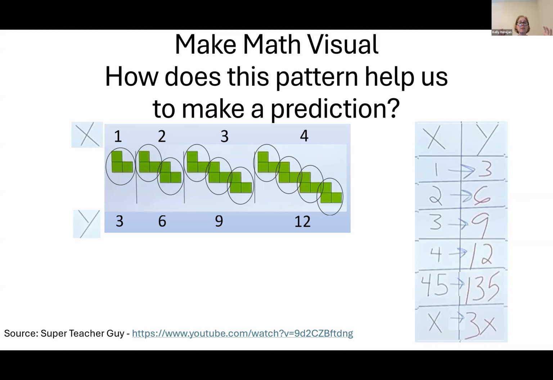Well, I see a bunch of green squares. Allowing them to say, I see an L shape. Oh, I see 2 L shapes. I see 3 L shapes. They might see it in different ways.